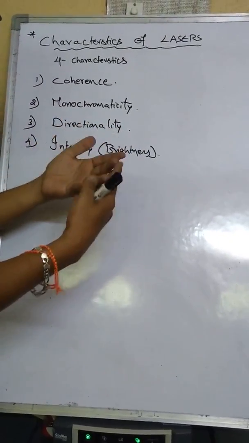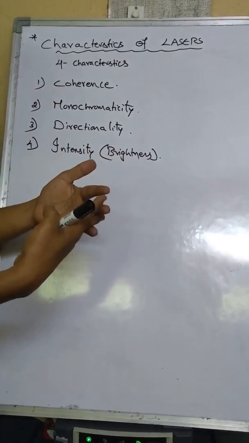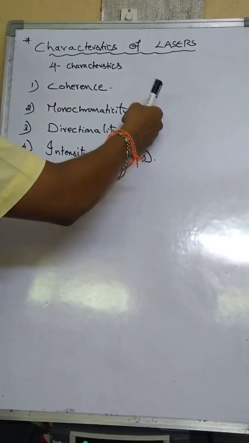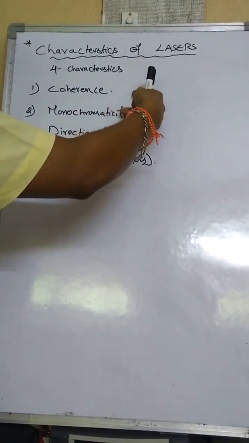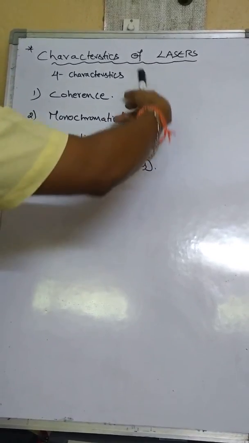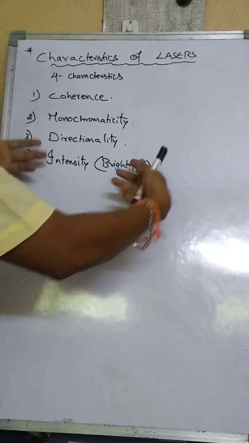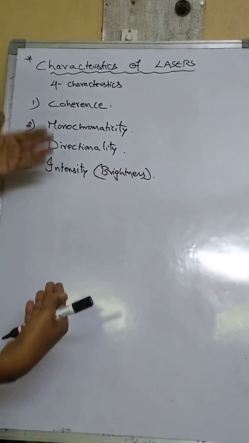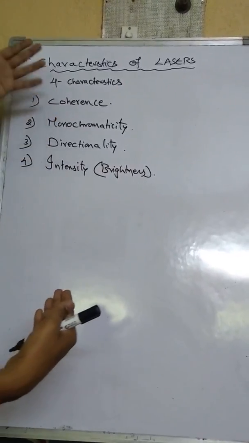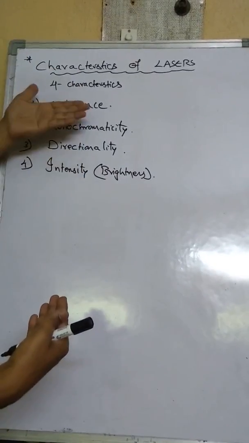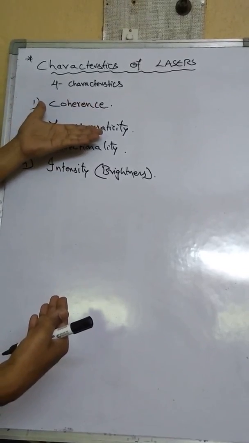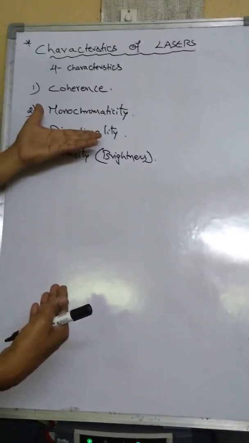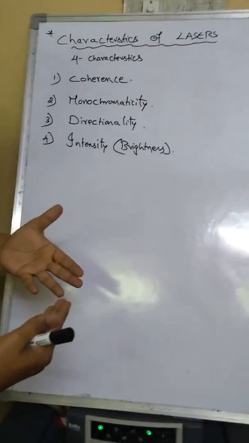Before getting into the actual topic, these 4 characteristics are interrelated. They are related like a spider web, where the monochromaticity is due to the coherence, and these 2 parameters decide the directionality, and these 3 parameters decide the intensity. So this is the order. In some textbooks the order will be shuffled, but in the present context we will discuss the order like this only, because the coherence leads to monochromaticity, and monochromaticity and coherence lead to directionality, and these 3 parameters decide the intensity.